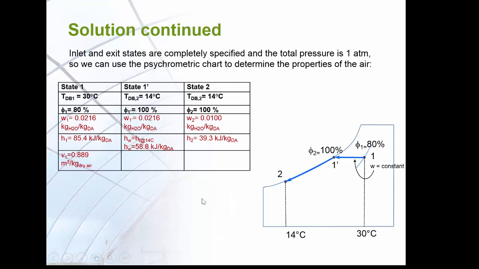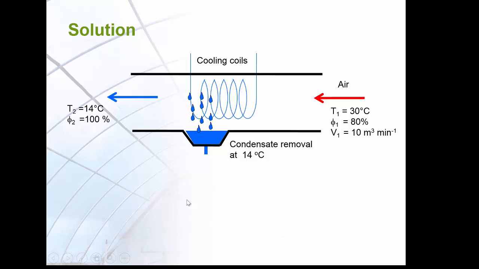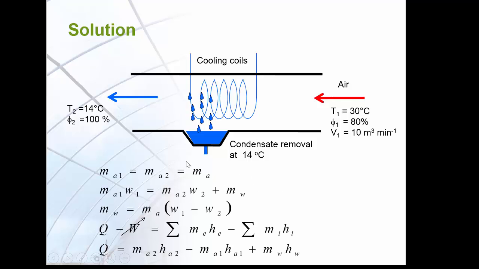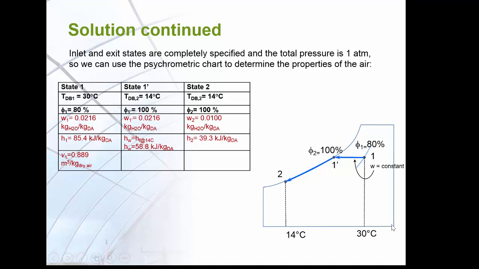So in order to answer the question about the rate of heat and moisture removal from the air in this process, we use our mass and energy balance equations and the psychrometric chart. As you can see here, we are summarizing all the thermodynamic properties at the given conditions. We are able to determine the absolute humidity, as well as specific enthalpy and specific volume of the incoming air. At the condensate section of the cooling coil, we know the temperature and the relative humidity, which is at saturation. So we know the specific volume and the specific enthalpy of that condensate. We can determine that using a thermodynamic book value for that state.